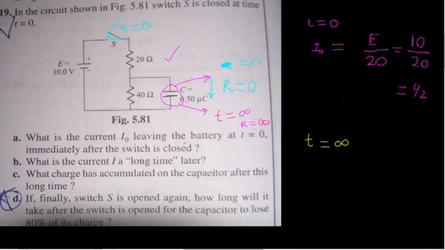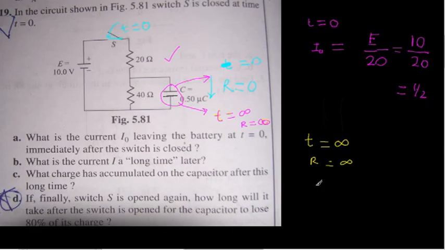So this r will be infinity, very high resistance path. Then current will not flow through this path. This means open circuit. Current will flow through this. Then total resistance of this path will be 20 plus 40.